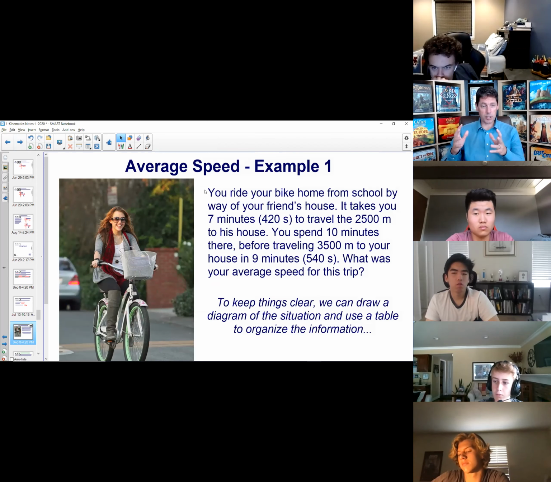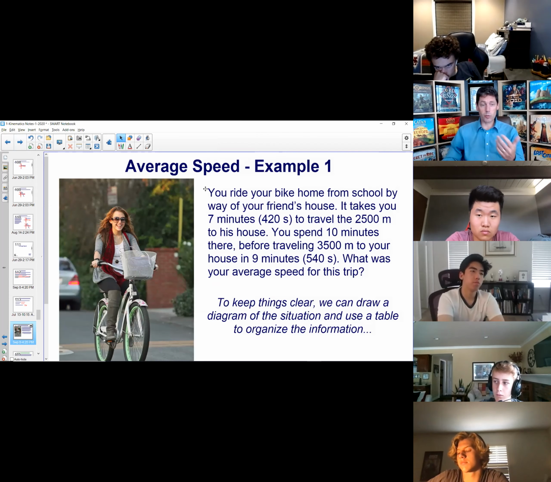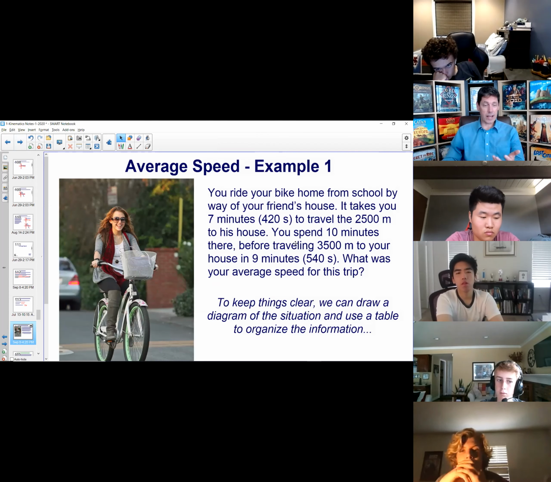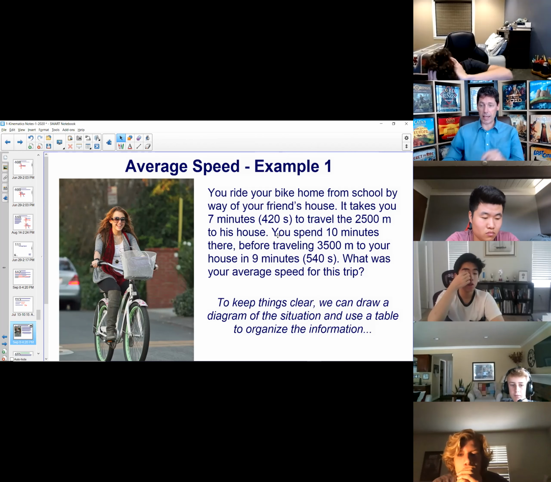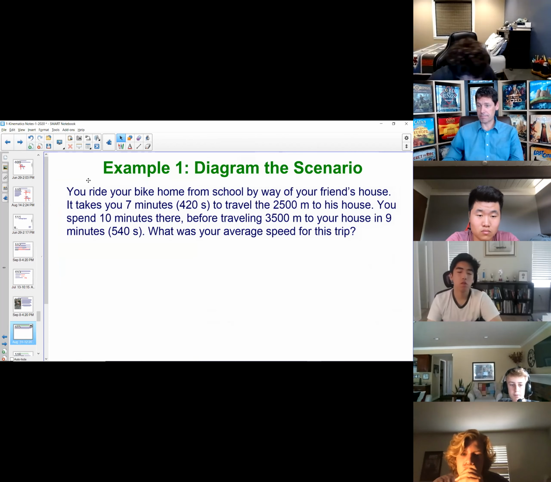So a couple things we can do. We can either do a diagram to help us think it through, or we can use a table. I'll show you both. Now, if you're really good at word problems, you might not need either one. But if word problems intimidate you or you often get confused as you're trying to solve them, a picture or a chart may help you. So let's do a picture first.